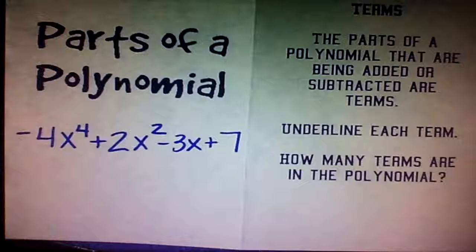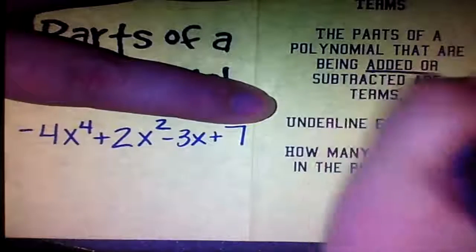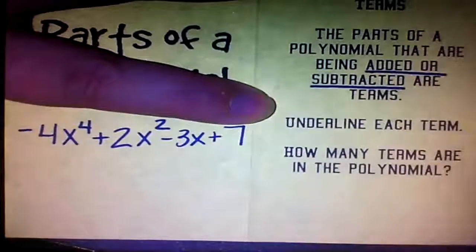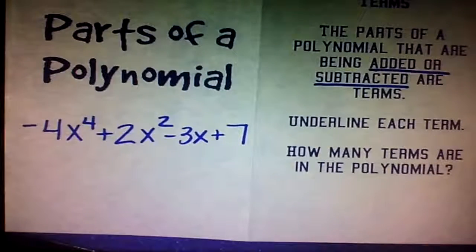4. Who said 2? Why do you say 2? Because of the adding and subtracting, right? You're adding and subtracting. But those are negatives. But it's still subtraction. Being added or subtracted. Okay. So there are 4 terms.